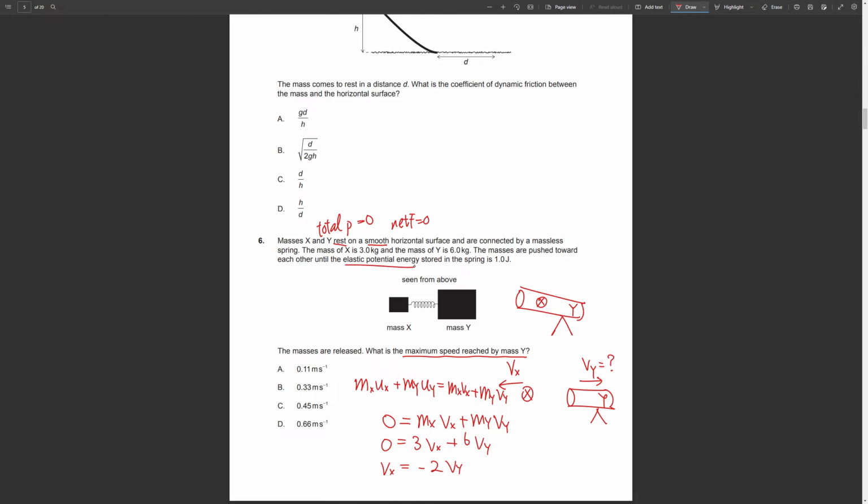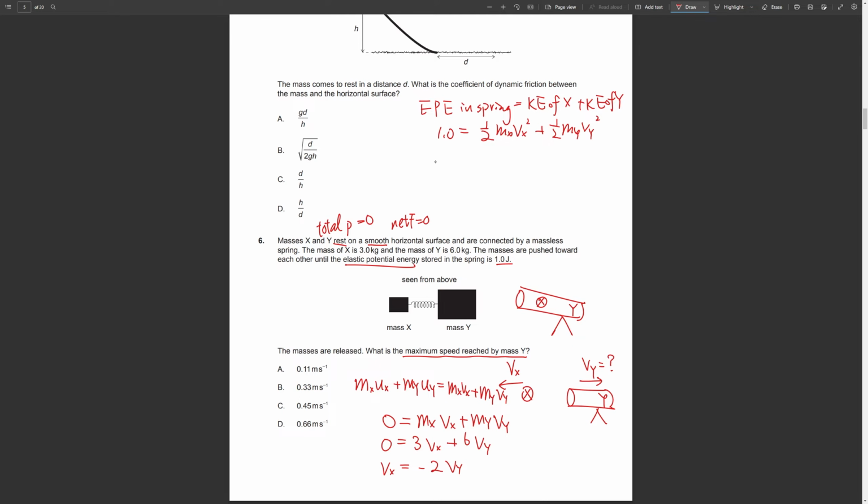Next clue is the elastic potential energy in the spring being 1 joule. Let's take a look at the top. It is the kinetic energy of x and the kinetic energy of y together being 1.0 joule as well, because of the conservation of energy. Elastic potential energy in the spring will be the sum of the KE of x and the KE of y, which is 1.0 joule equals half mx vx squared plus half my vy squared.